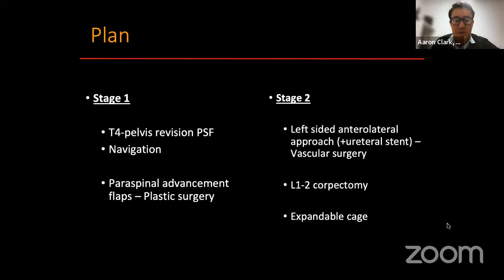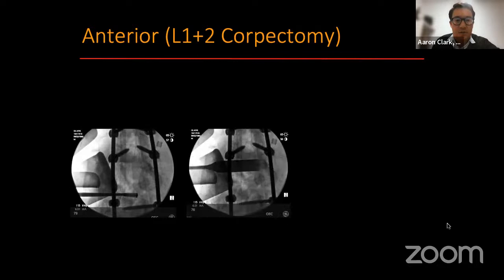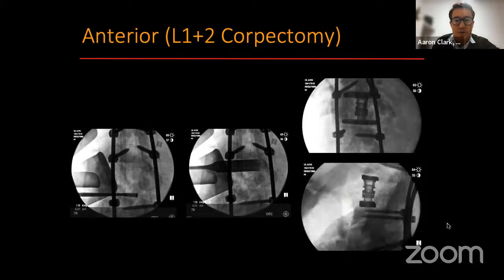a titanium expandable cage. And some of the intraoperative images show the lateral position, doing a thorough debridement with curettes, and ultimately passing osteotomes to the contralateral side to remove as much of the destroyed and infected tissue as possible, and ultimately placing a large footprint rectangular expandable cage from the lateral position to reconstruct L1 and L2.